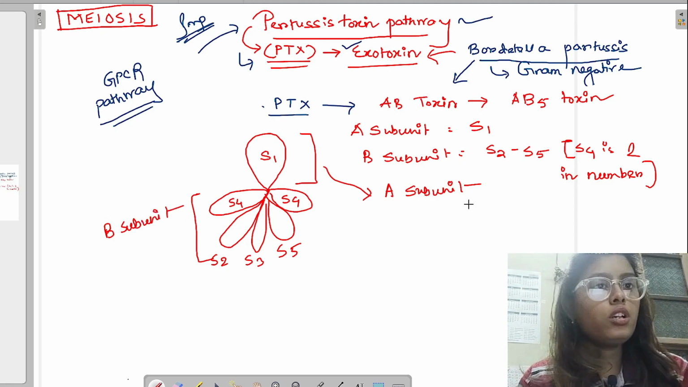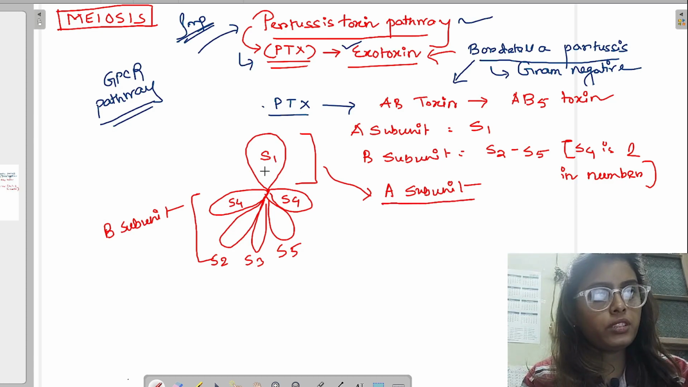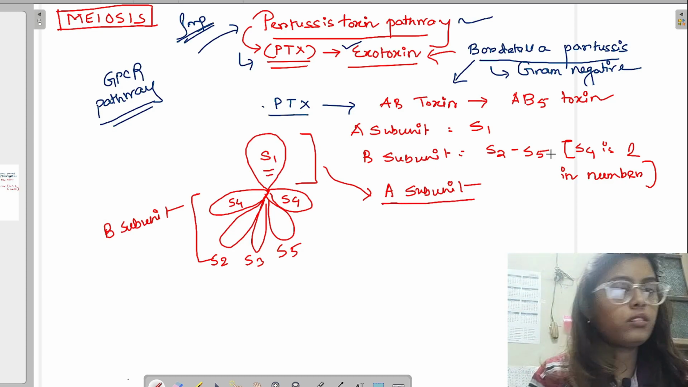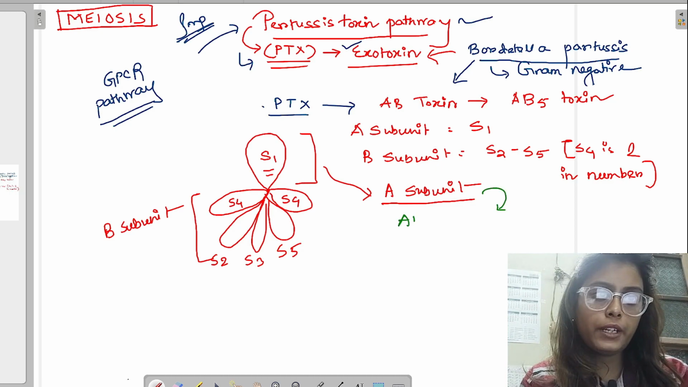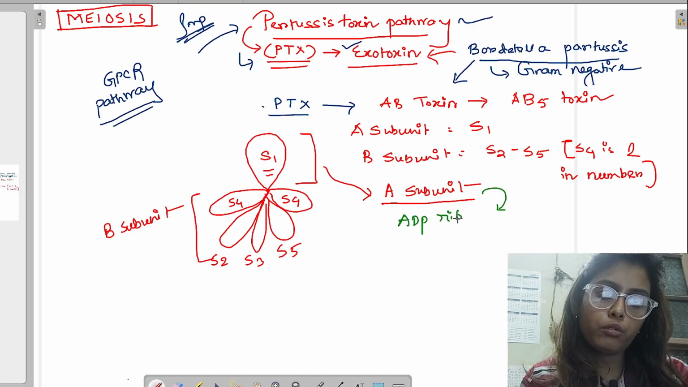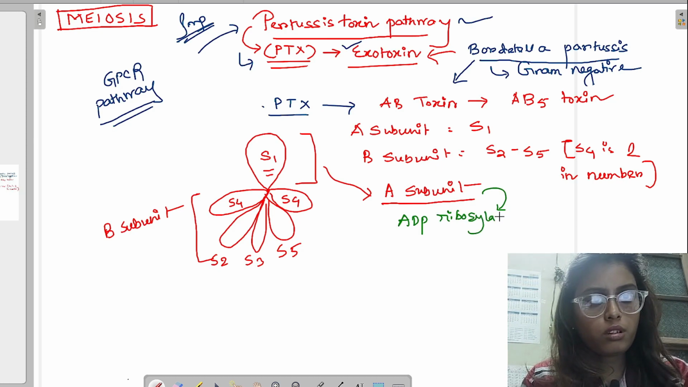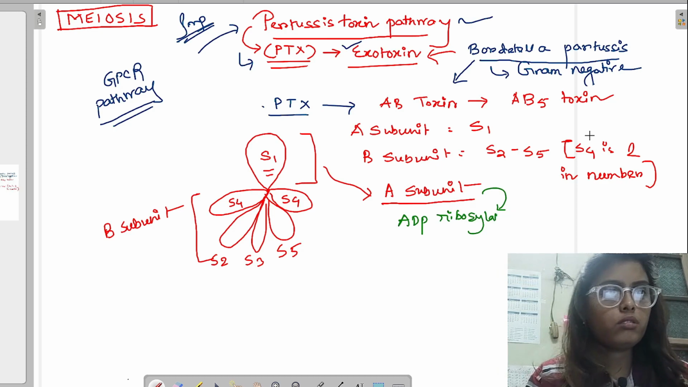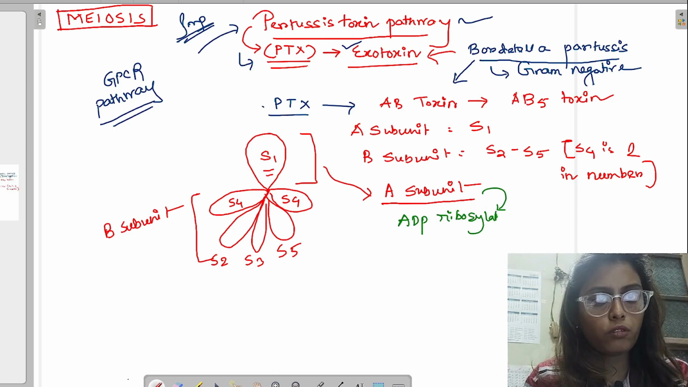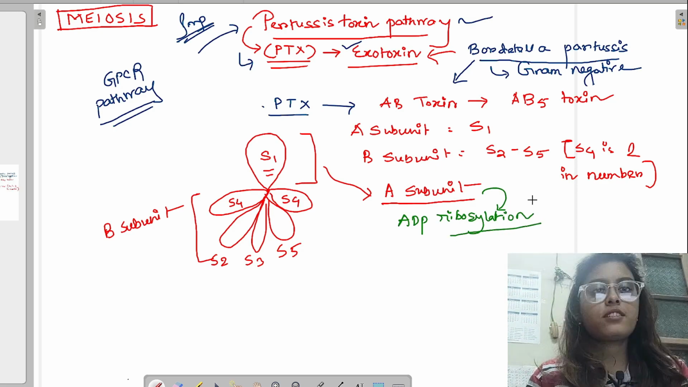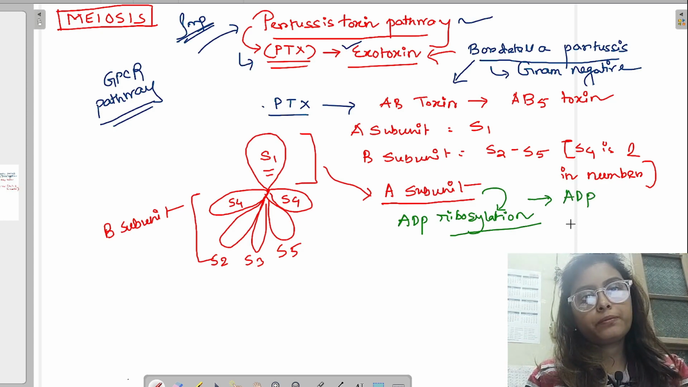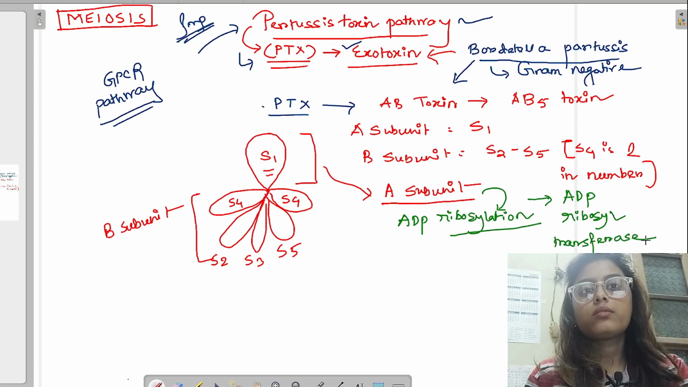Okay, so the A subunit, which is the S1, is capable of ADP ribosylation, because it has ADP ribosyl transferase activity.